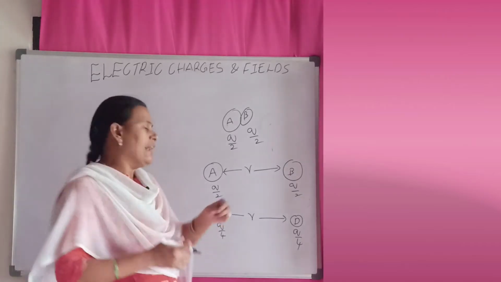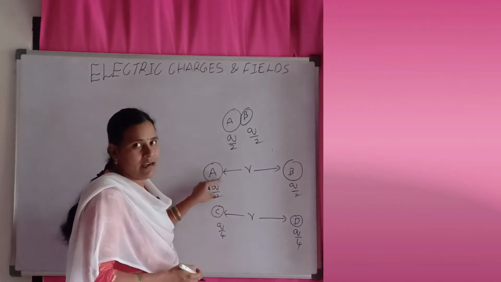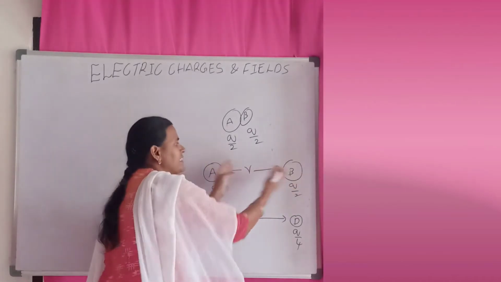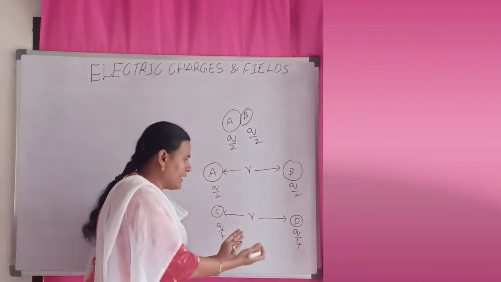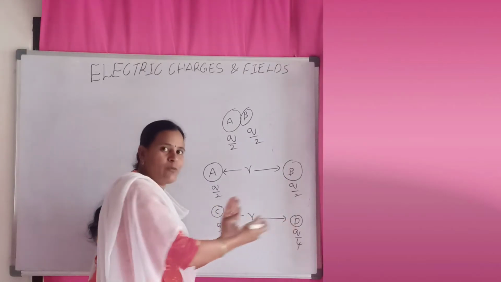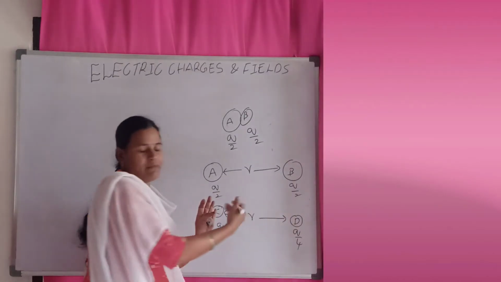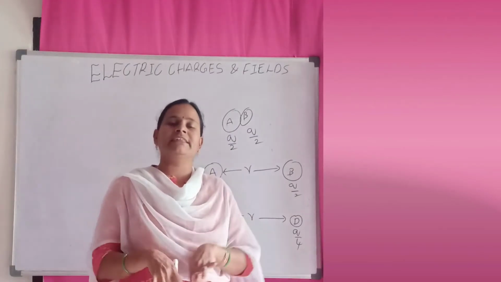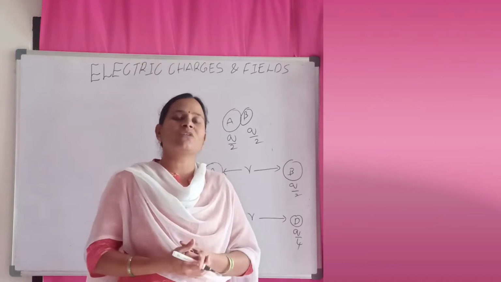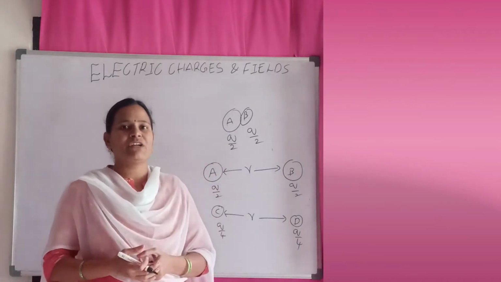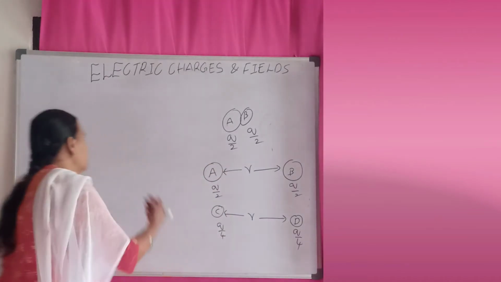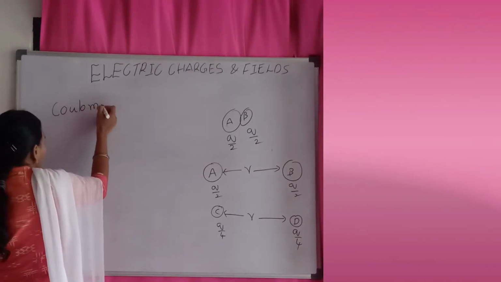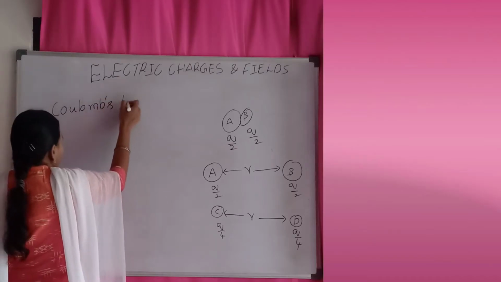After that, he kept the two charges Q by 2, Q by 2, but changed the distances. And here also he took the Q by 4 charges, but changed the distances. Like this he did all the activities, and finally he concluded with the statement known as Coulomb's law. Here is the spelling: C-O-U-L-O-M-B apostrophe S law.